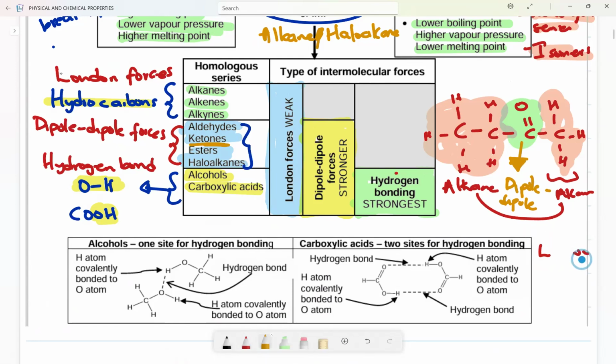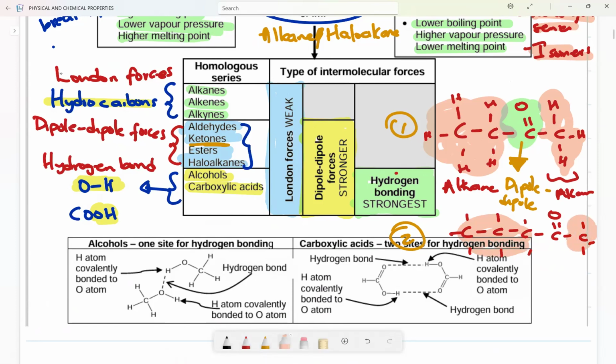How is this going to help us? We're in a position where we say, okay, I'm having a ketone again. Let me not change the position. 1, 2, 3, 4. 1, 2, 3, 4, 5. I'm having a ketone like that. Between this ketone and this ketone, which one is the strongest? Now check here. When you check here, I have the London forces. How many London forces do I have?